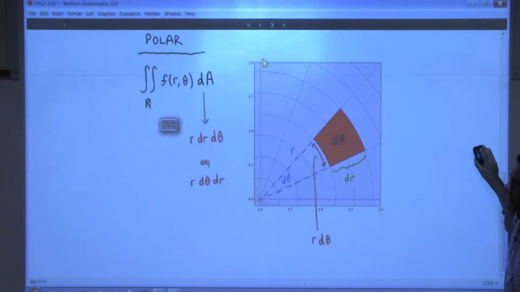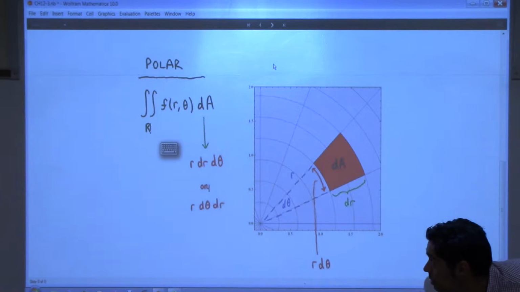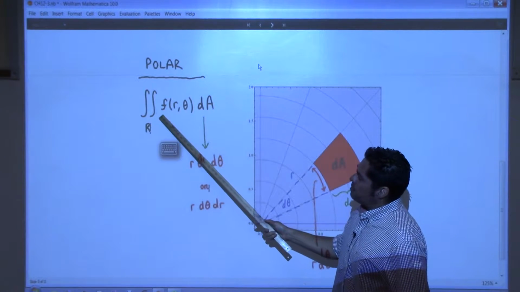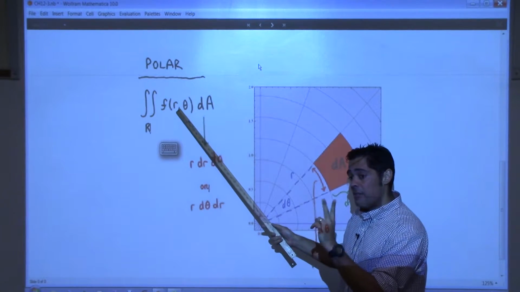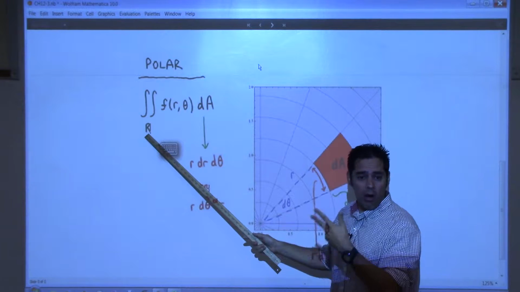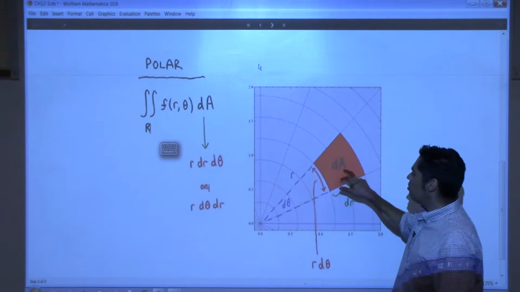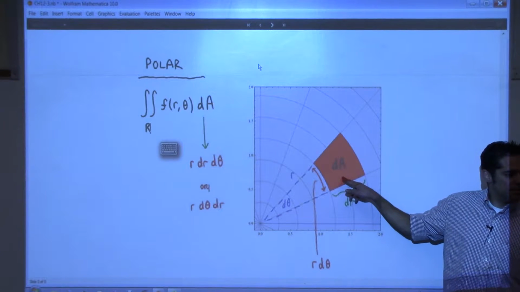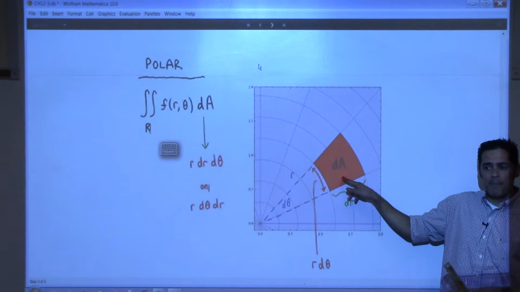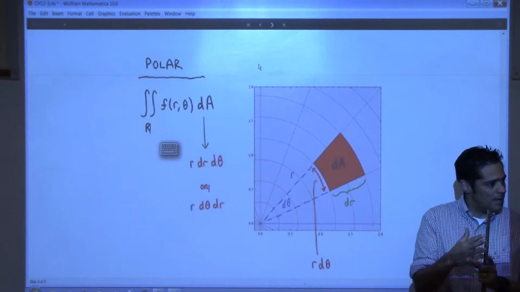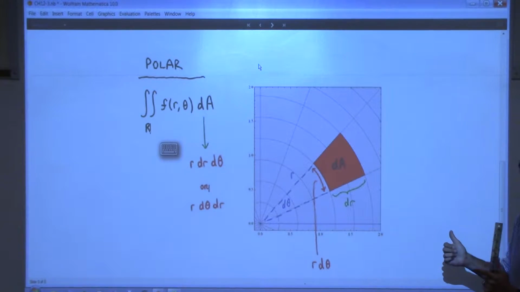So take a look at this. This is kind of a complicated picture. If we want to do a double integral of some function of r and theta instead of x and y over some region R with respect to area, then we need to know what the area of that red piece is. It's not as simple as the area of a rectangle back in Cartesian. It's not just length times width. Okay, so let's try and figure out what this would be.